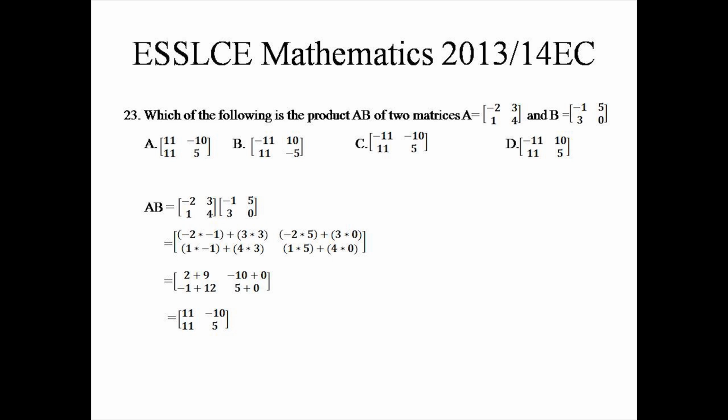So the answer is a 2 by 2 matrix having elements of first row 11, negative 10 and elements of second row 11, 5. That's choice A, the right answer.